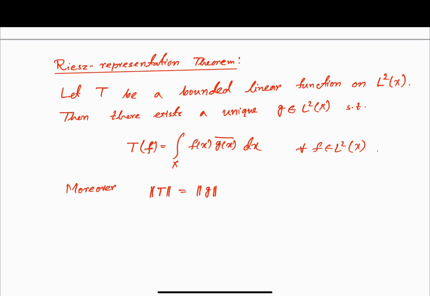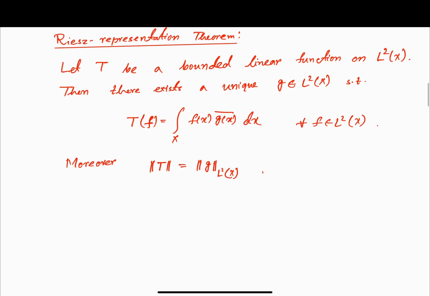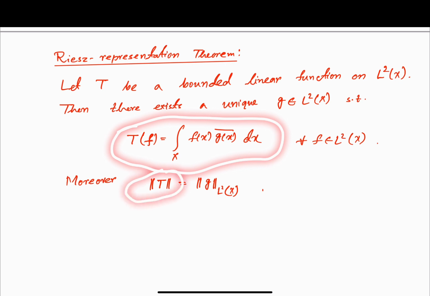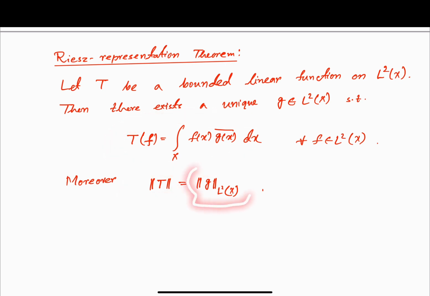So on the left hand side, this is basically the operator norm, the functional norm. And the right hand side, this is basically the norm of g in L2 of X, right? Okay, so Riesz representation is saying that take any bounded linear functional, it will be given by this integral form, and the operator norm of this functional will be the same as the norm of this function g, right?